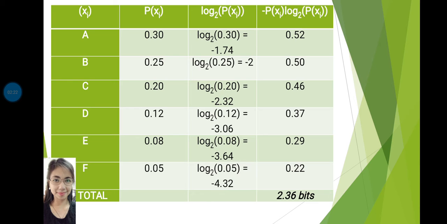And how to get the negative p of x sub i times logarithm base 2 of p of x sub i? So we have to multiply only the p of x sub i and the logarithm base 2 of p of x sub i. So 0.30 times negative 1.74 is 0.52. So on and so forth until it reaches the last row, which obtains 0.22. So when we add these values in the fourth column, we come up with 2.36 bits.